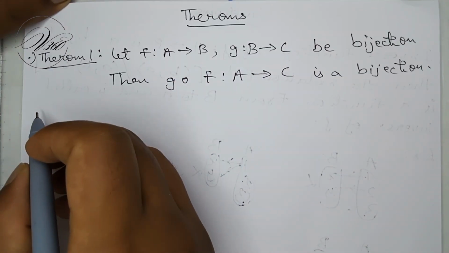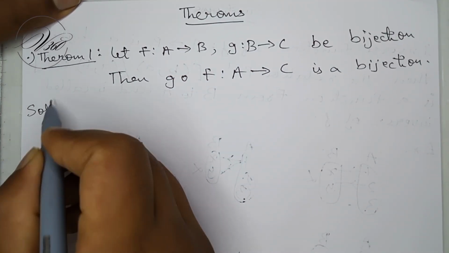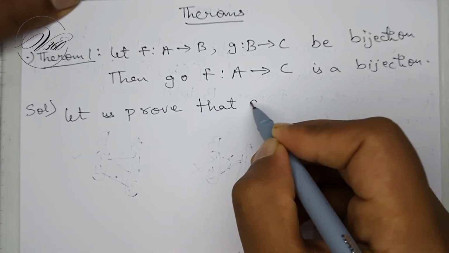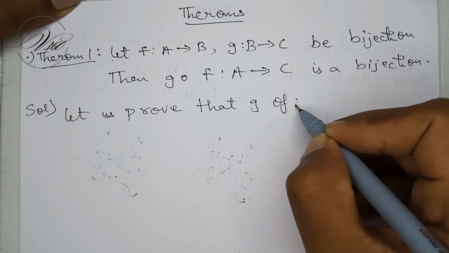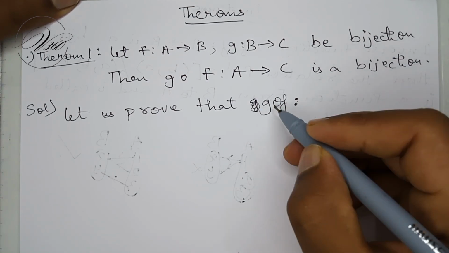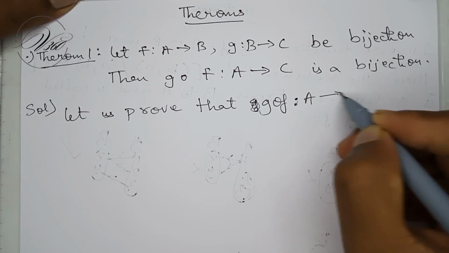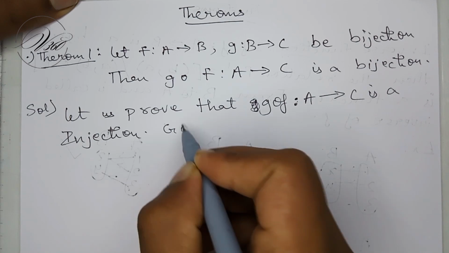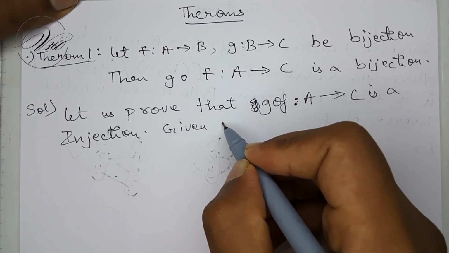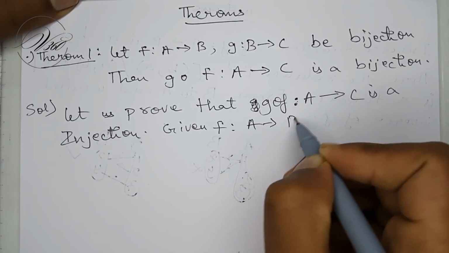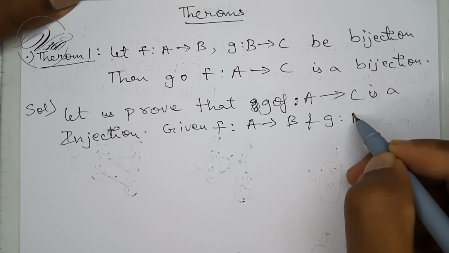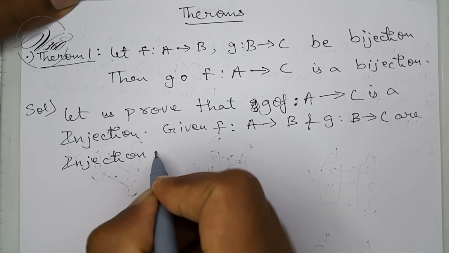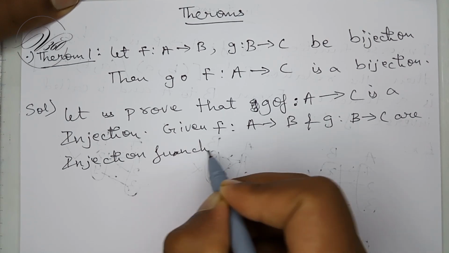Now let us prove and solve this one. Let us prove that gof maps A to C is an injection. We are given in the question that f maps A to B and g maps B to C are injection functions, right?